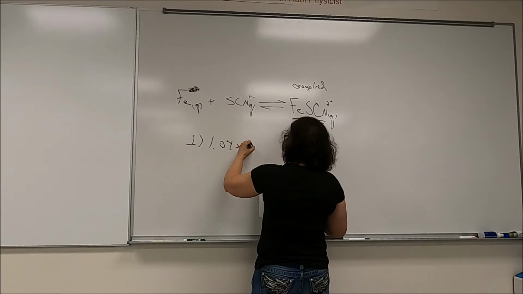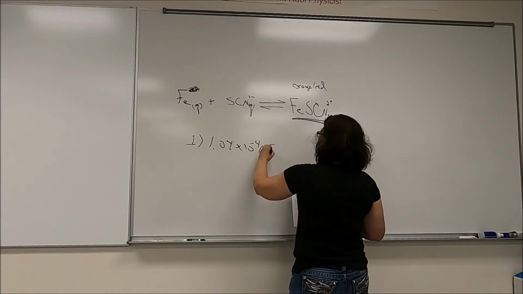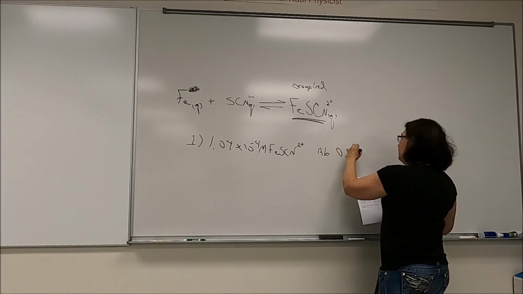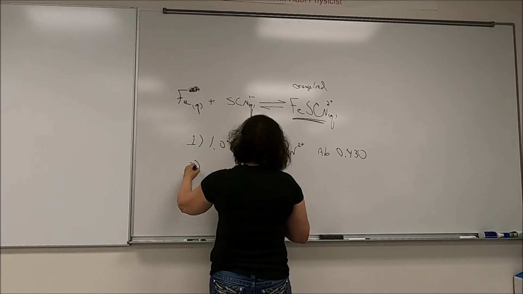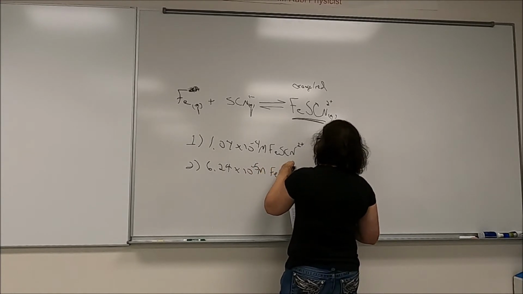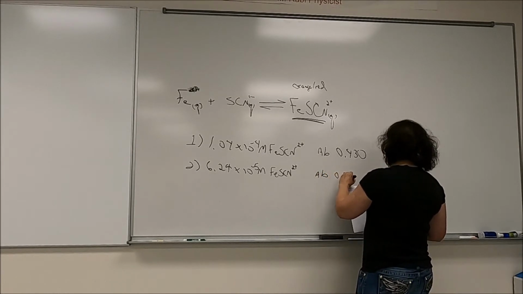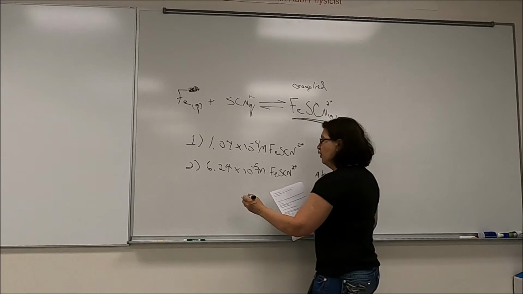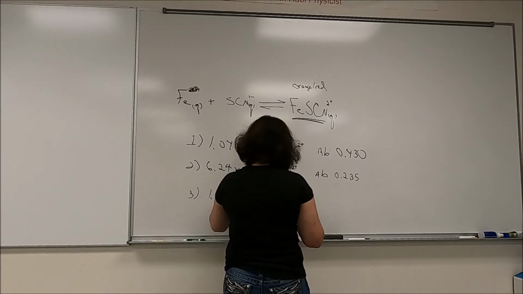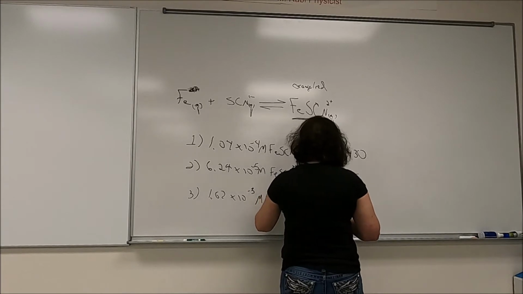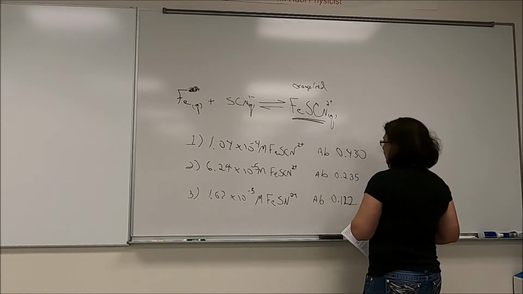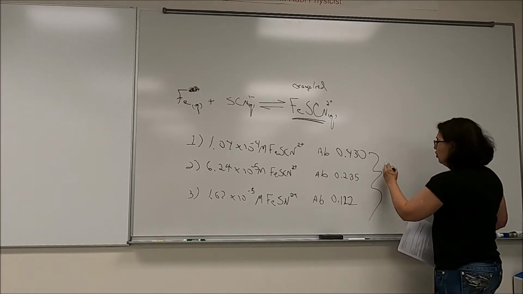So our solution 1 had a 1.04 times 10 to the minus 4 molar concentration of FeSCN2+, and its absorbance was 0.430. Our second solution has a concentration of 6.24 times 10 to the minus 5 molar FeSCN2+, and the absorbance here is 0.235. And the third solution was 1.67 times 10 to the minus 5 molar FeSCN2+, and the absorbance is 0.122. Now, this you're going to use to make your standard curve.